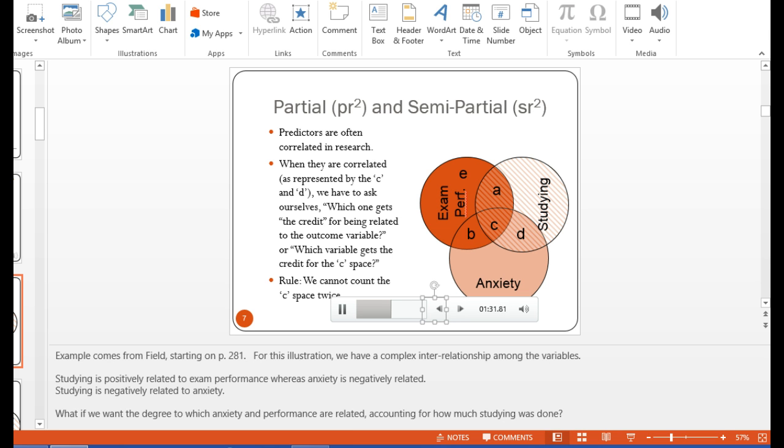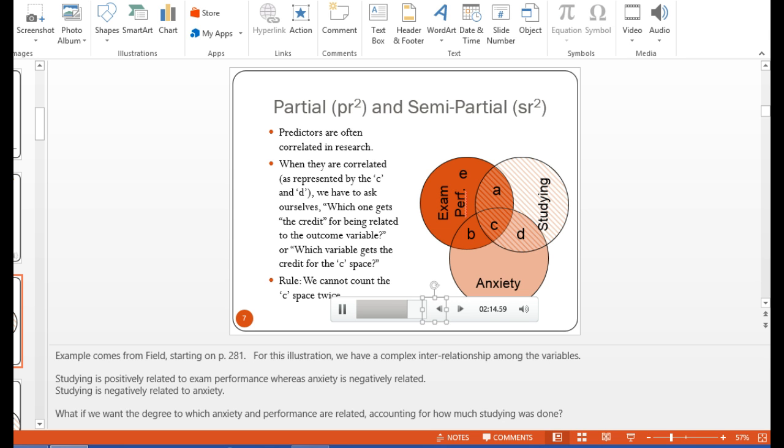So we have this complex interrelationship among the variables, and we can see that from the data set. If you run it, there's a data set in Blackboard titled exam anxiety or something like that, and you will see that studying is positively related to exam performance, whereas anxiety is negatively associated, and studying is negatively associated with anxiety. So apparently the more people study, the less anxious they feel. So that's, I guess, a good thing. So we would hope that's the case.